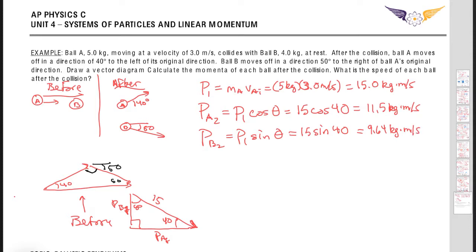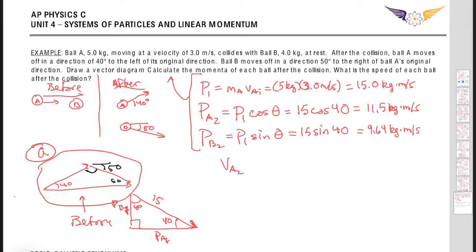And so this set here answers our second question where it talks about calculating the momenta after. This is our vector diagram, so this is like part A, okay? Now what we have to do is find the speed of each ball after the collision, right? Well, now we have their momenta. All we have to do is really divide. So VA2 is just going to be PA2 over MA, and VB2 is going to be PB2 over MB.